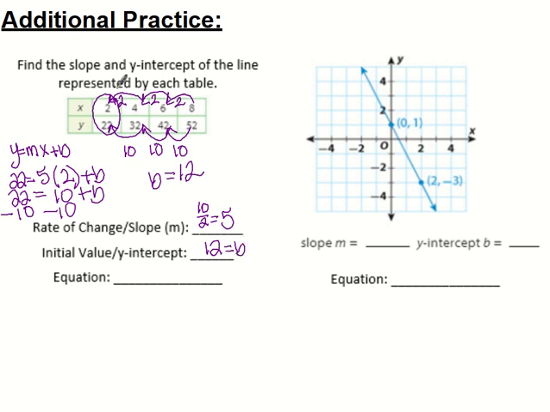Now remember, the other way I can do it is continue this pattern as long as it can get me to 0. Well, if I subtract 2 here, I get 0. And if I subtract 10 here, I get 12. So remember, those are the 2 ways you can do it on the table. So now we have our m, we have our b. We're going to write the equation as y equals 5x plus 12.